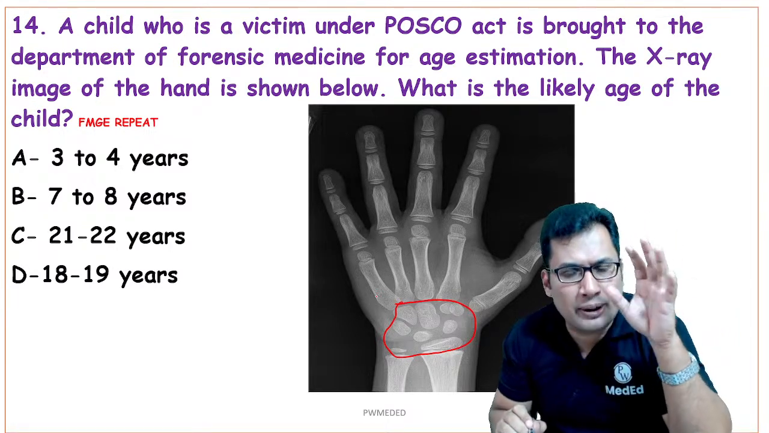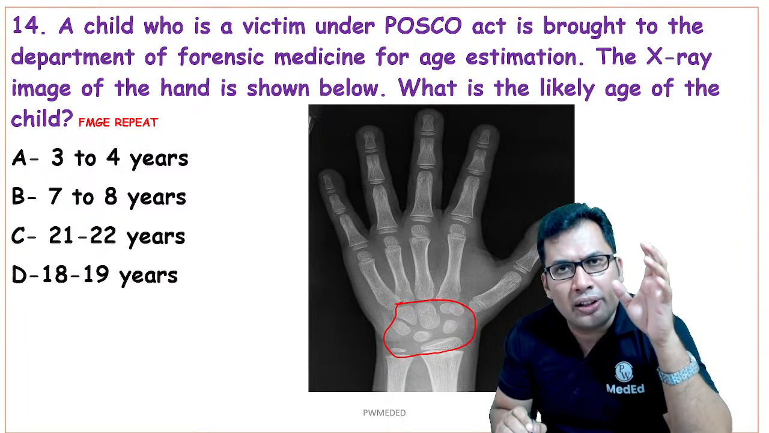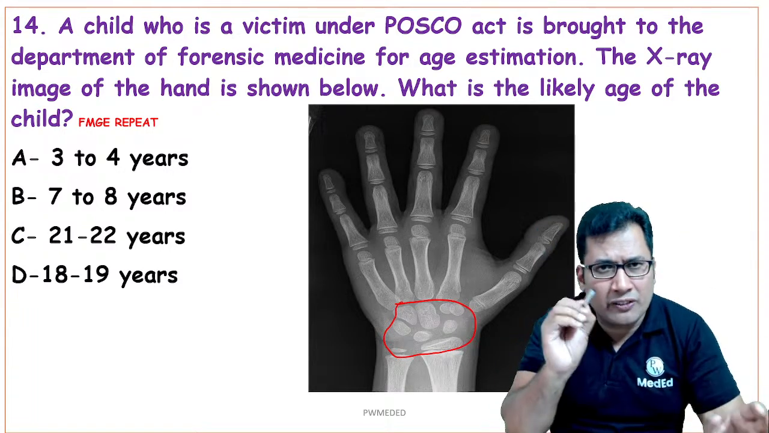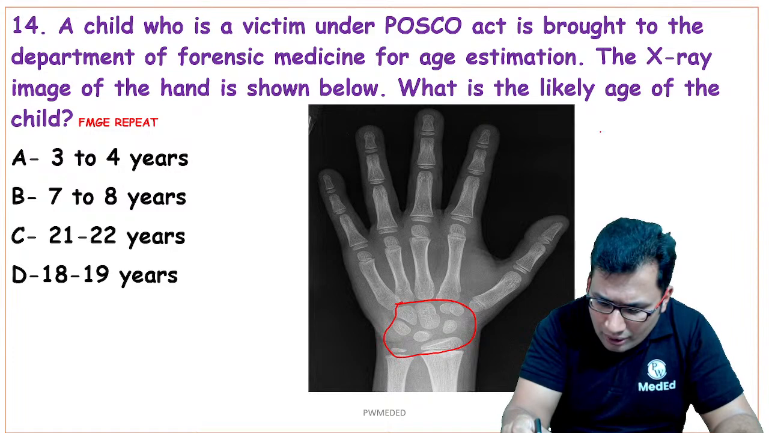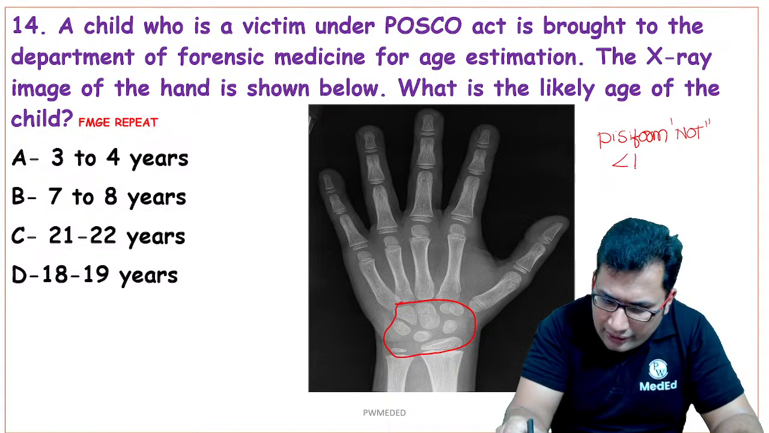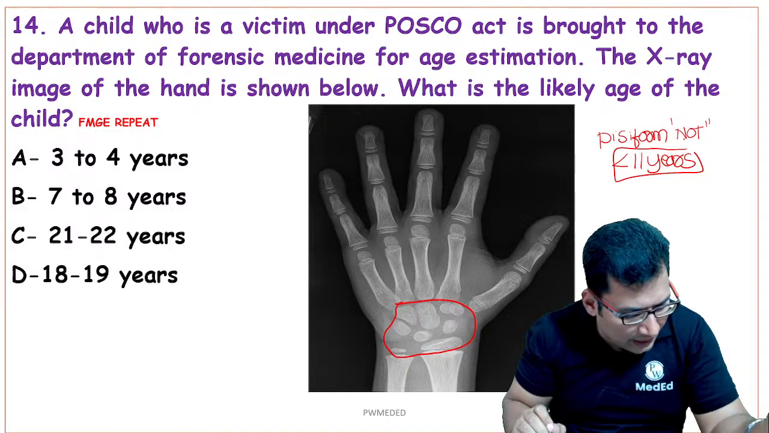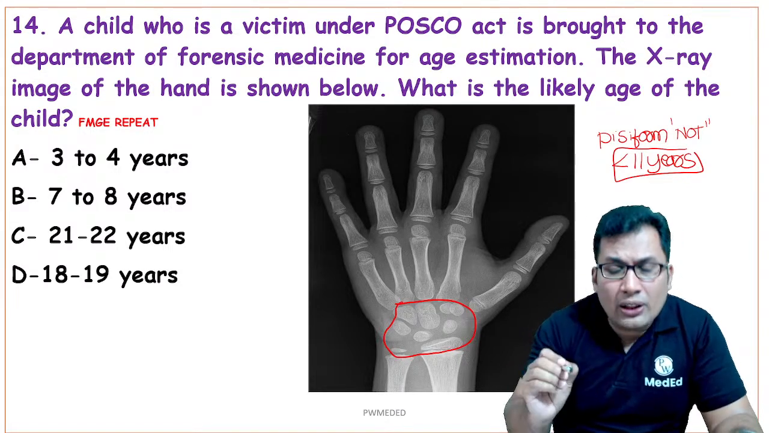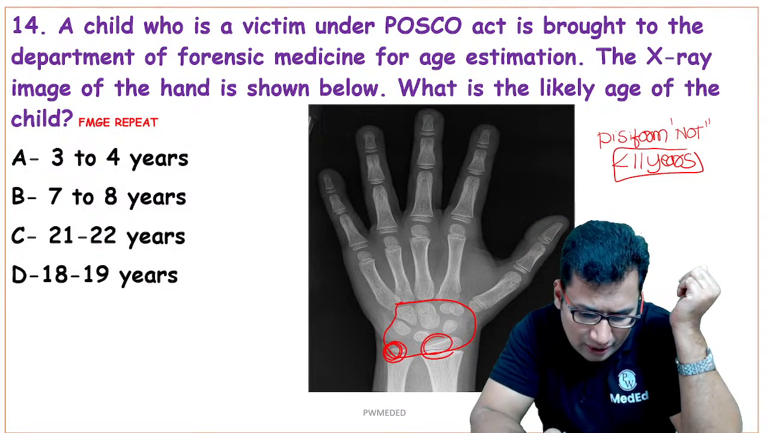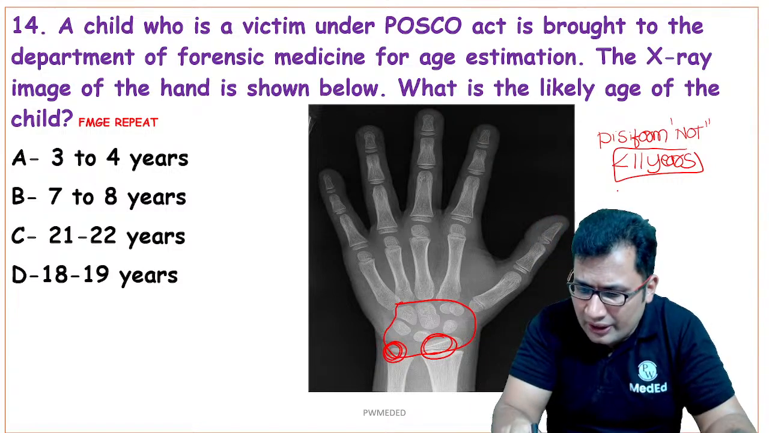There is formation of capitate, hamate, triquetral, trapezium. Most of the centers appear except pisiform. Pisiform is not there. That means it is less than 11 years. That is one clue you can see here. Second thing, radius and ulna are not fused. That means less than 18 years.